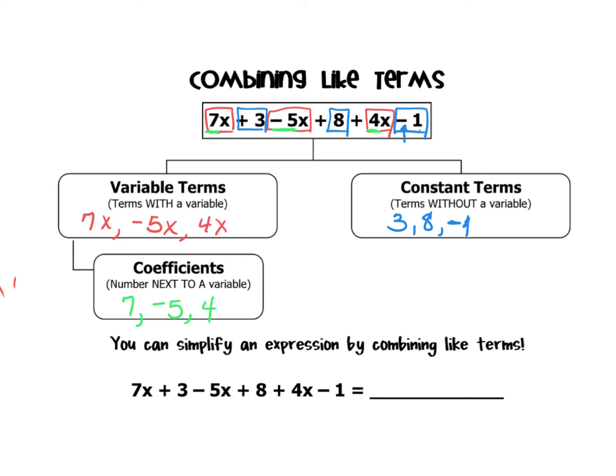Now this says you can simplify an expression by combining the like terms. So the things that we're going to put together are 7x, negative 5x, and 4x. 7x minus 5x is 2x, plus 4x is 6x. And then you have 3 plus 8 is 11, minus 1 is 10. Plus 10. And that is your answer.